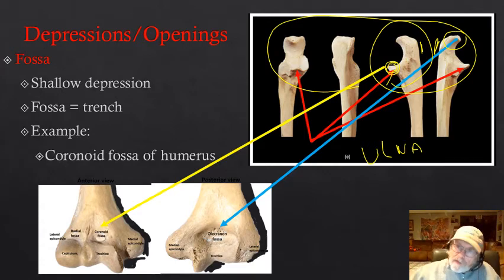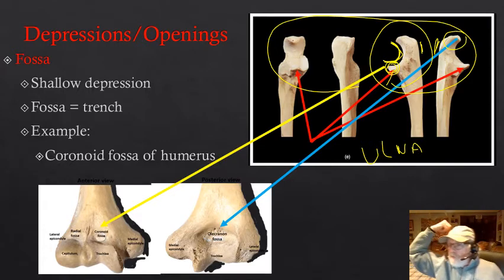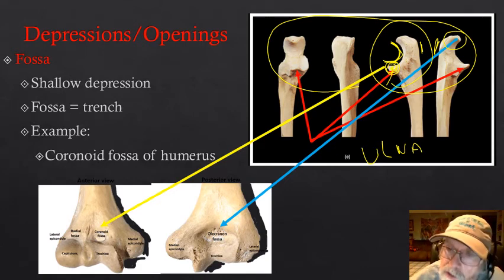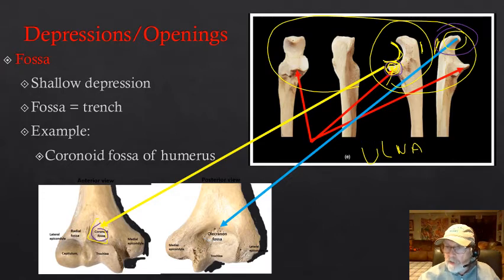Think about that. This is where the humerus is going to fit in this little depression. What happens if I flex my elbow, if I bring my elbow up this way? This little part is going to hit against the front of the humerus, but it doesn't, because in the front of the humerus there's a little depression. When I flex my elbow, this little bump fits in that little hole. That's called the coronoid fossa. This bump is called the olecranon, and this is the olecranon process.